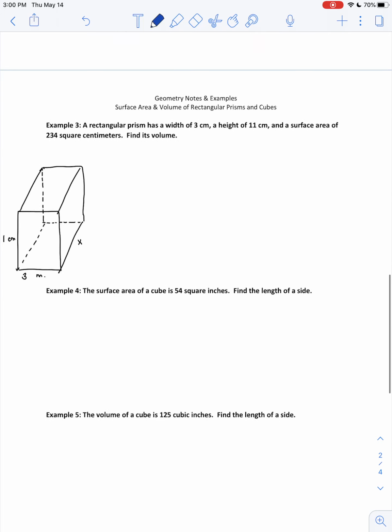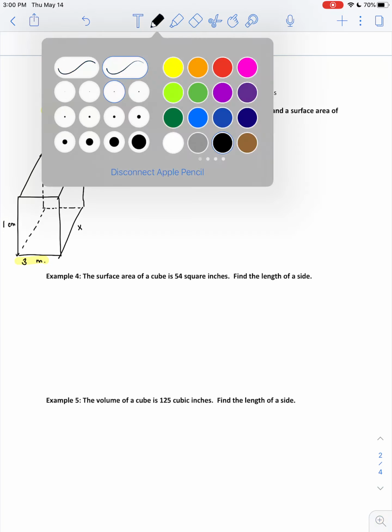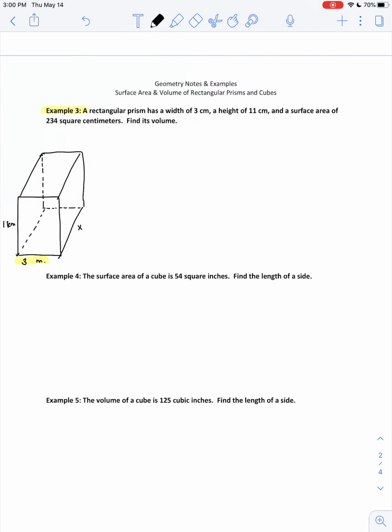All right, last page, we are going to do some problem solving. So example 3, we have a rectangular prism. We know the width is 3. We know the height is 11. This height is 11. We don't know the length. We don't know x, but we do know that the surface area is 234 square centimeters.